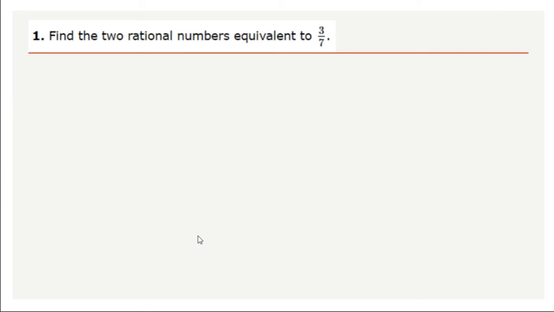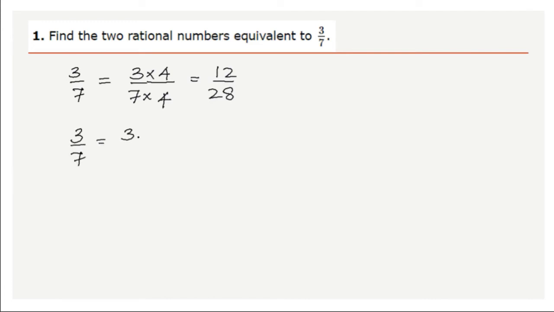Let us solve this question. Find two rational numbers equivalent to 3 upon 7. Let me write the given rational number 3 by 7. Now to find an equivalent rational number, I need to multiply both the numerator and the denominator by a non-zero integer. Say 4 is multiplied, I get 12 upon 28. This is one of the equivalent rational numbers. To find one more, let me multiply this time with a different non-zero integer. Suppose I multiply by 11, I get 33 by 77. So the two equivalent rational numbers are 12 by 28 and 33 upon 77.